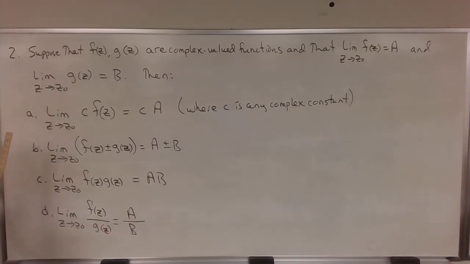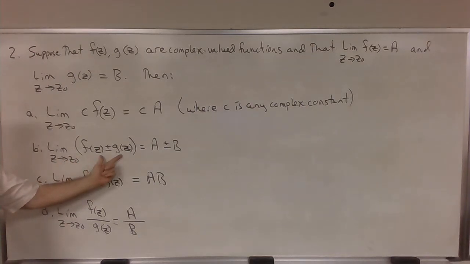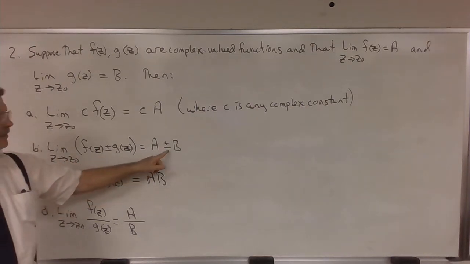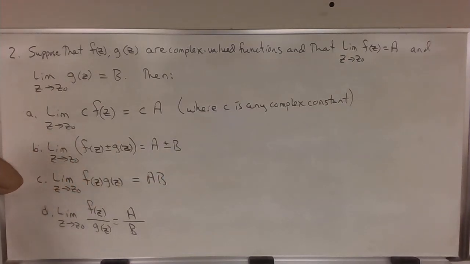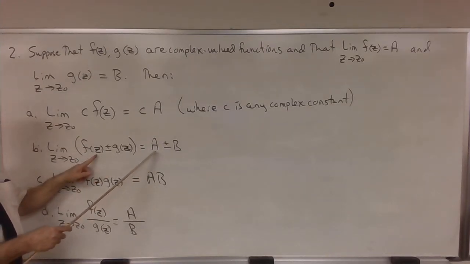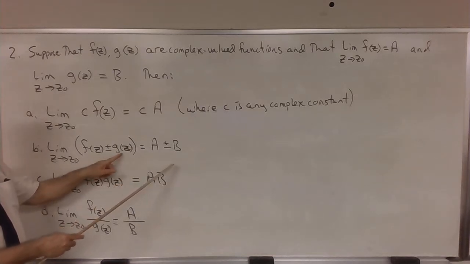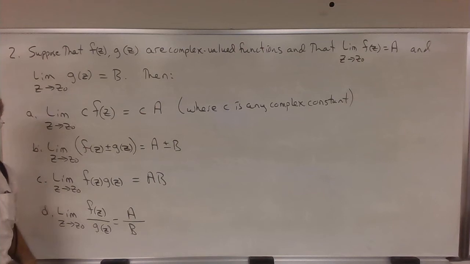Okay. The second theorem tells us that if we have the limit of the sum or difference of functions, that turns out to be the sum or difference of the limits of the functions. So if we're computing the limit of a sum or difference, we can do it term by term. We can compute the limit of the first term, and then go to the limit of the second term, and so on, and then just add them together afterwards.